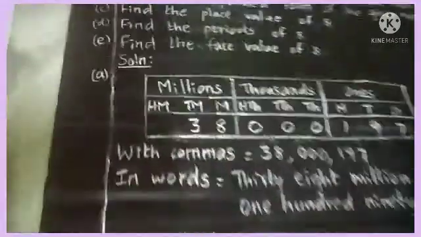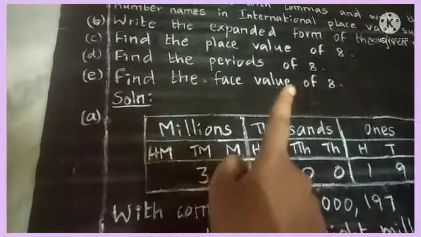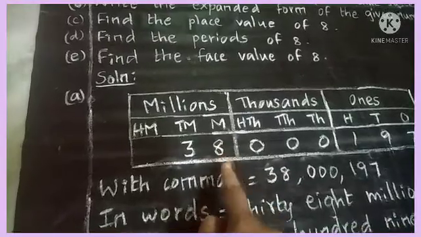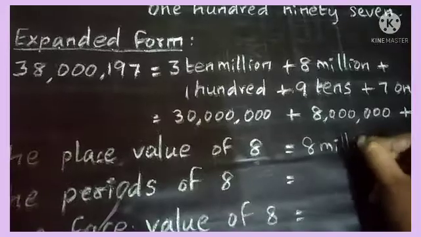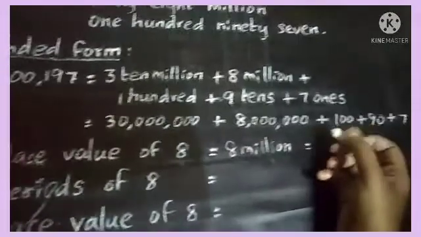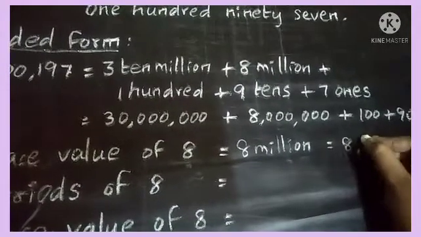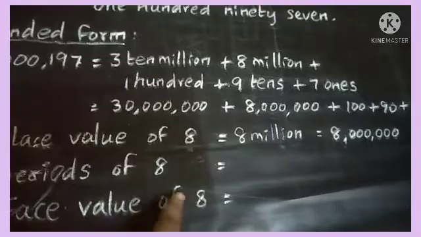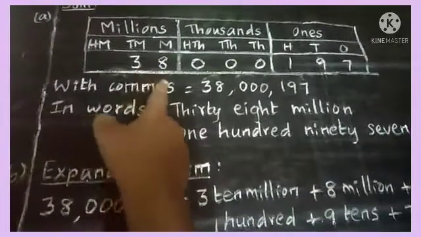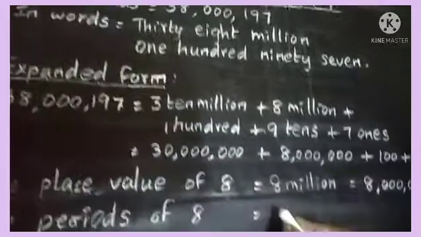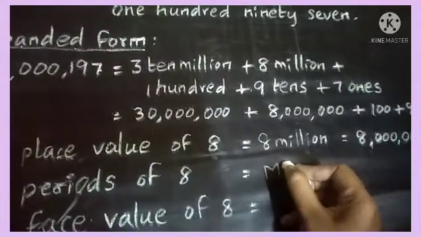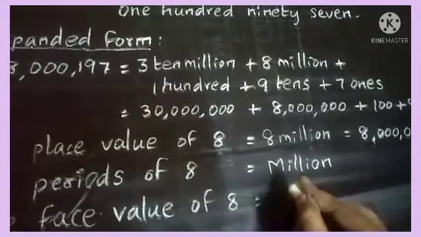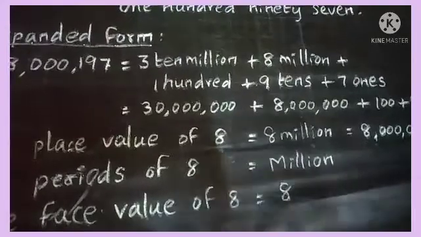Children, then find the place value of 8. Look at the table. Here 8 in million place. So the place value of 8 is 8 million, which equals write 8 followed by 6 zeros, that is 8 million. Then find the periods of 8. Here 8 in million, the period is million. So the period of 8 is million. Then the face value of 8 is 8.